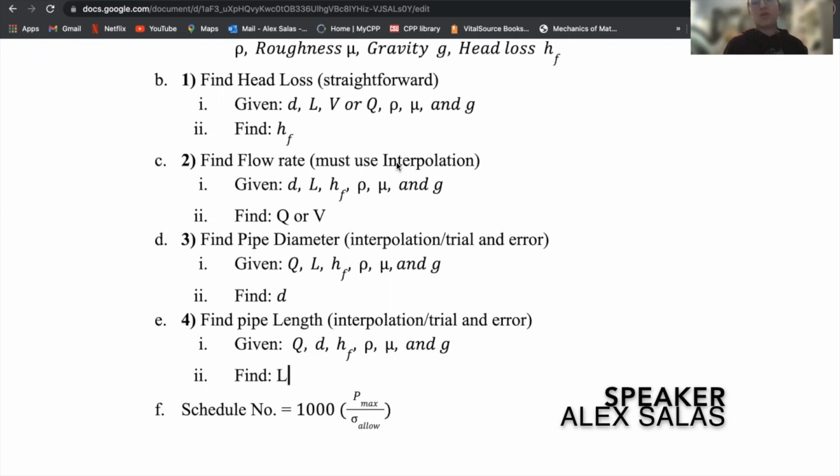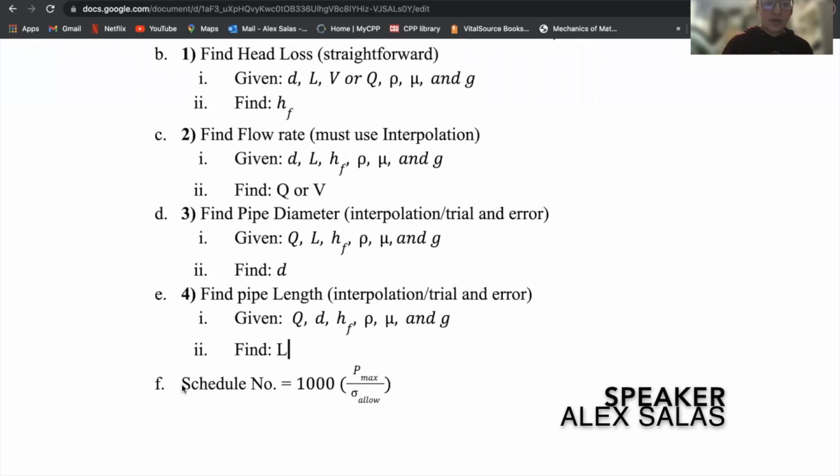You have to use iteration, which just means you have to keep guessing and trying and then making sure that your guess goes along with what you actually solve for. If it doesn't, then you have to do it all over again with another guess. And then we have a schedule number, which is just the thickness of the pipe. And you would find that by dividing the maximum pressure by the allowable stress. And that's all. Thank you.